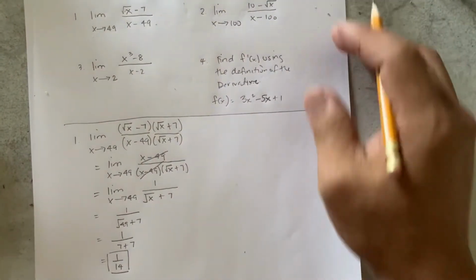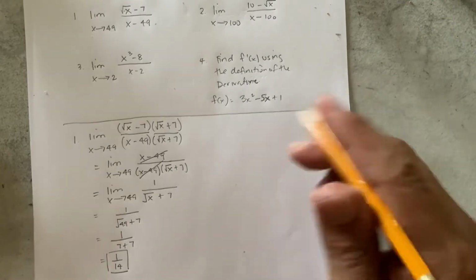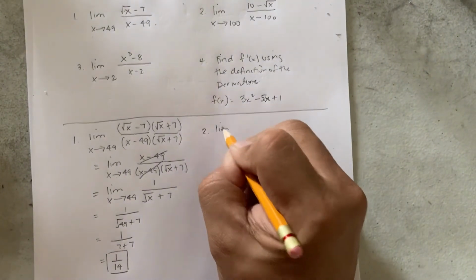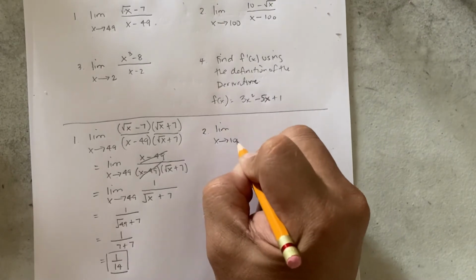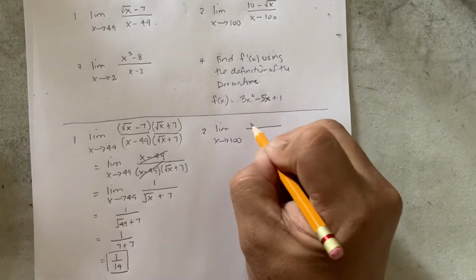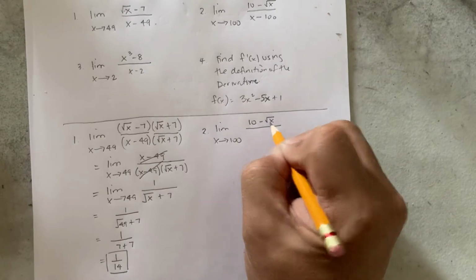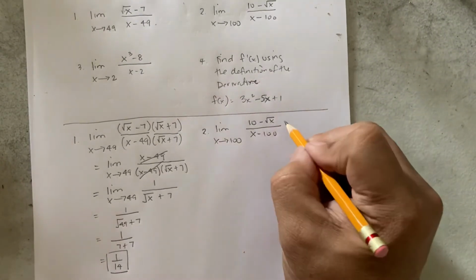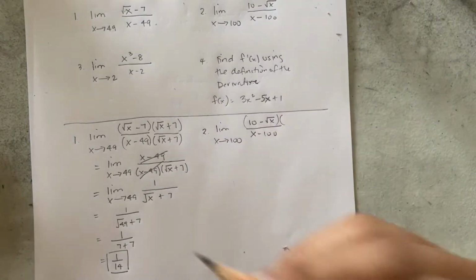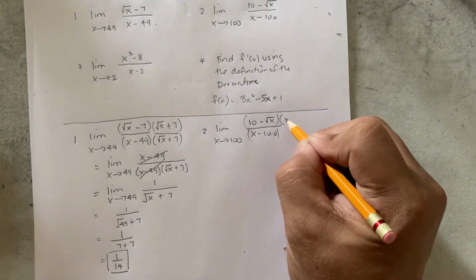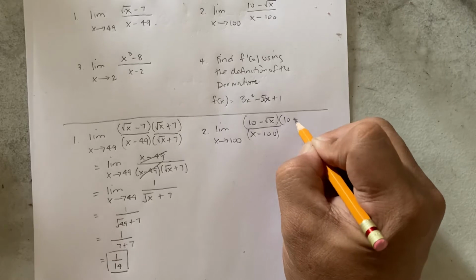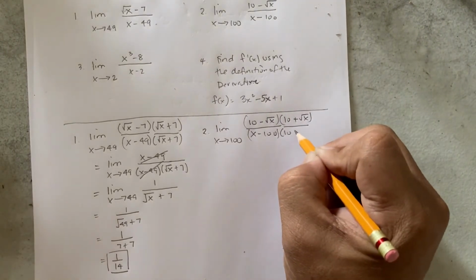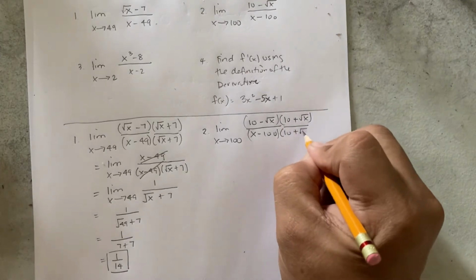What you do is apply the conjugate to the top and bottom. Likewise, the second one, the limit as x approaches 100. You go 10 minus square root of x at the top and x minus 100 at the bottom. We're going to multiply the top and bottom by the conjugate, 10 plus square root of x. So you multiply the numerator and denominator by its conjugate.